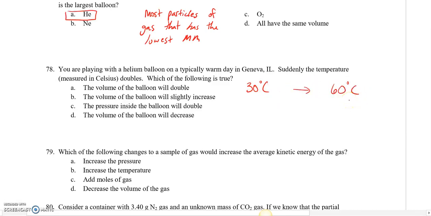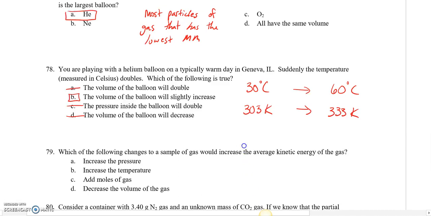Well, what you have to keep in mind is that Celsius is not our go-to temperature for gas laws. This would be 303 Kelvin. And this would be 333 Kelvin. This is clearly not a doubling of the Kelvin temperature. So the volume is not going to double. Pressure is not going to double. The volume is not going to get smaller, and particles are going to move faster, but that'll just cause the volume to increase a little bit.